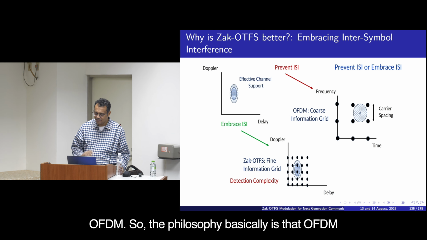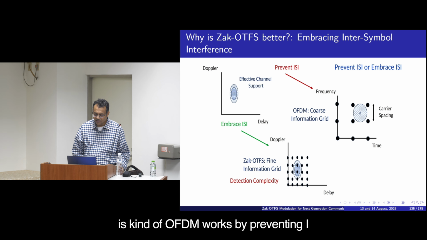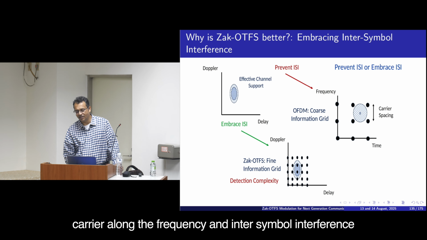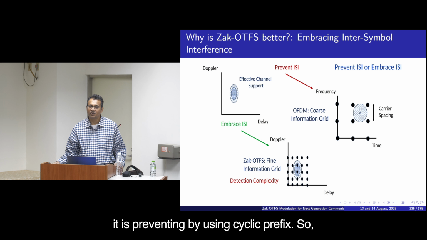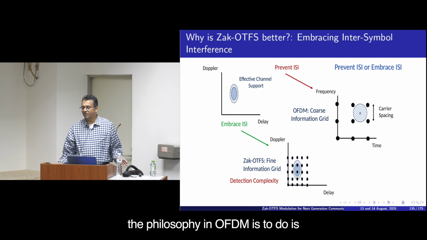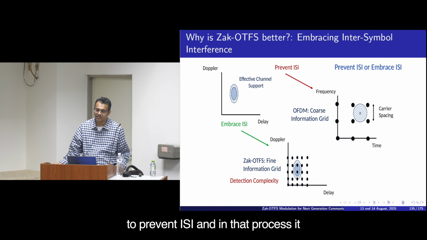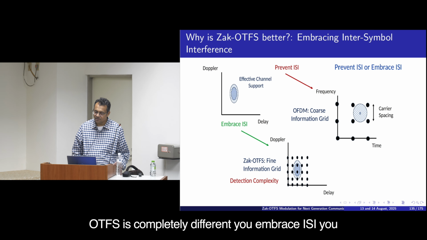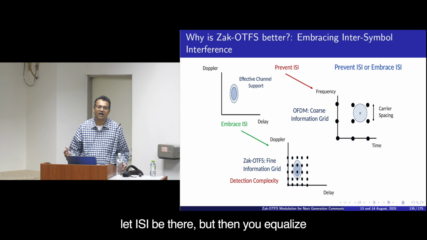So the philosophy basically is that OFDM works by preventing inter-carrier interference along the frequency, and inter-symbol interference it is preventing by using the cyclic prefix. So the philosophy in OFDM is to prevent ISI, and in that process its overhead increases, right. The philosophy in OTFS is completely different. You embrace ISI, you let ISI be there, but then you equalize for it.